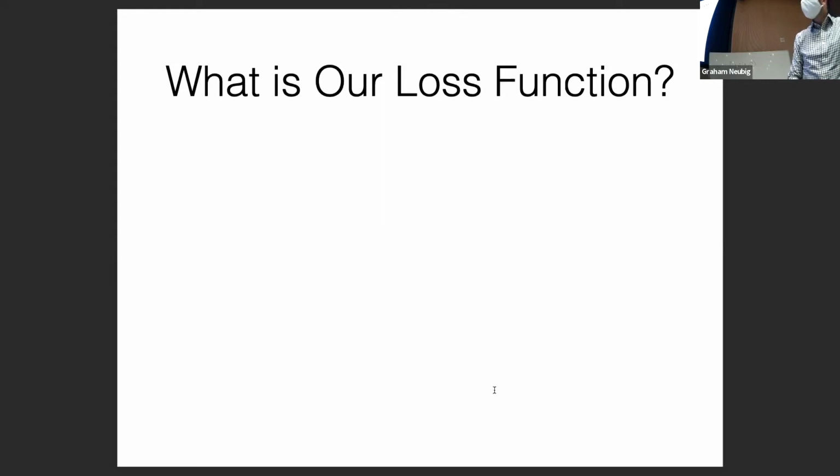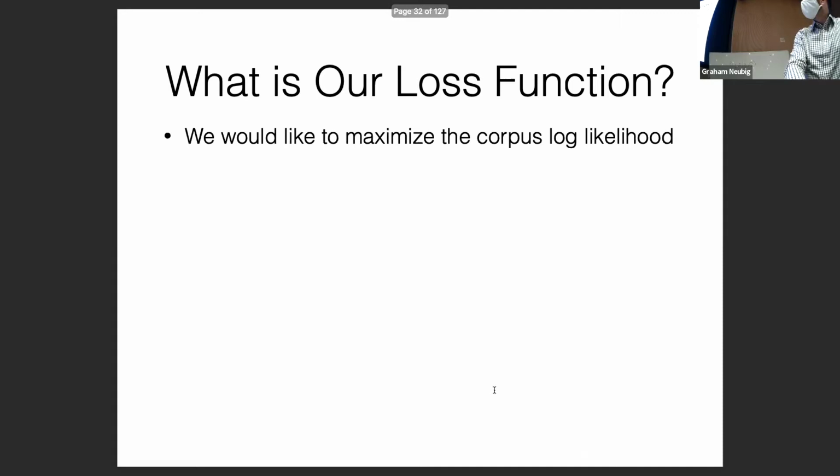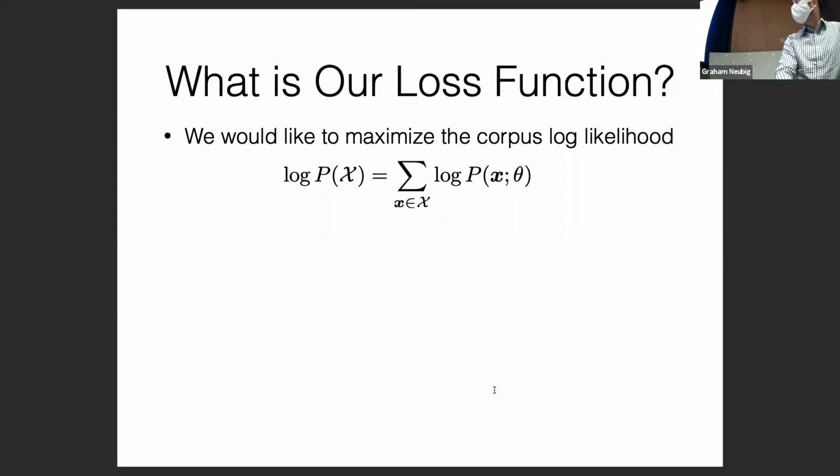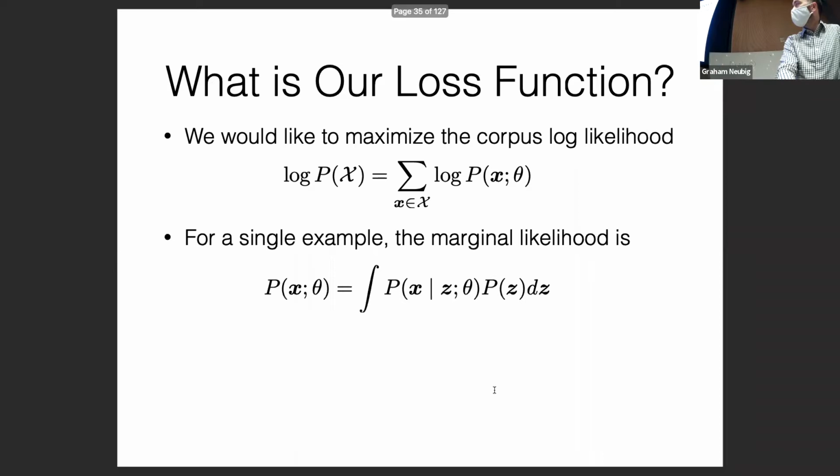Okay, so how do we calculate a loss function here? We would like to maximize the log likelihood over the entire data set that we have. This is our standard function that we optimize when we're training any of the models that we train nowadays. And for a single example, the likelihood of this example is the marginal likelihood here. So basically the probability of x given z and the probability of z, and then we integrate over all of the possible z's here. And that, by the definition of what integration looks like, is going to be true.